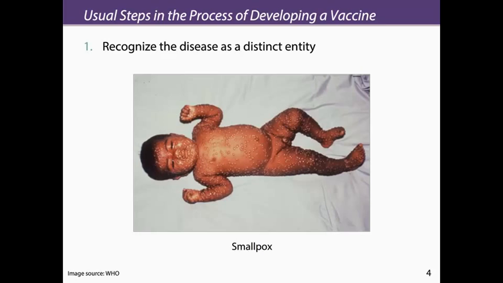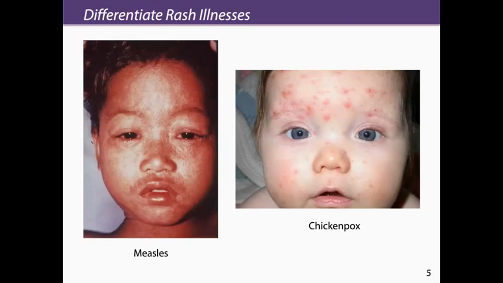The first step, which you heard about earlier, is recognizing the disease as a distinct entity. Smallpox had to be differentiated from some of the other rash illnesses, such as measles and chickenpox, and I can tell you there was confusion between these illnesses. Even during the smallpox eradication program, there were problems sometimes in distinguishing chickenpox from smallpox.